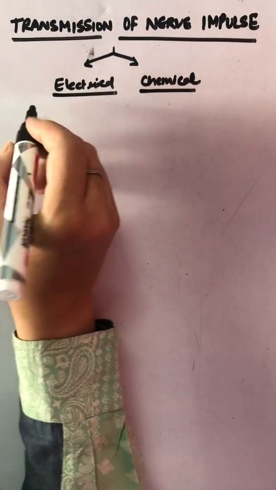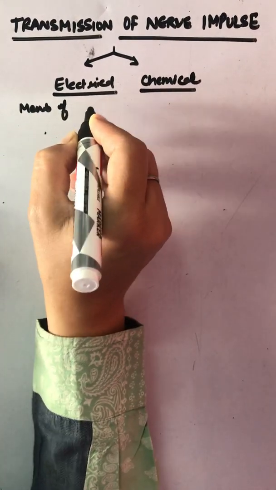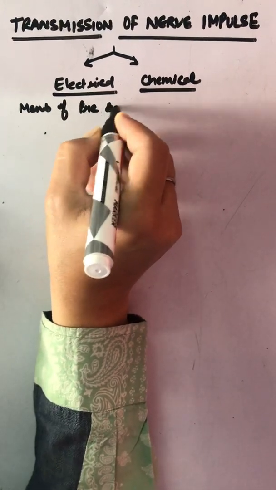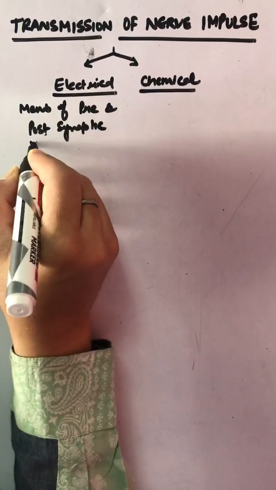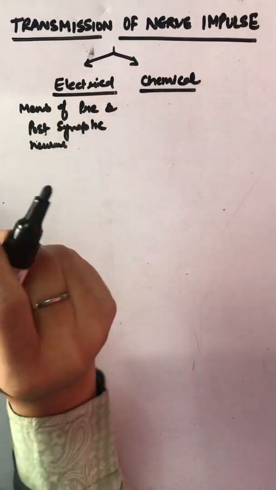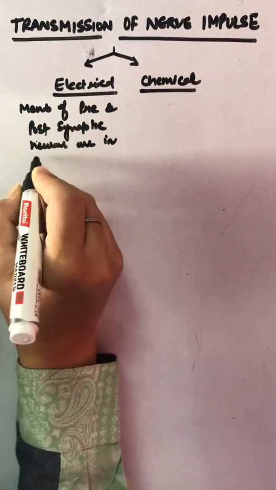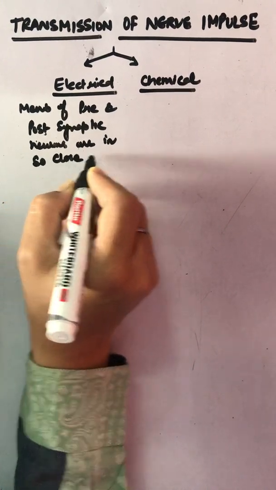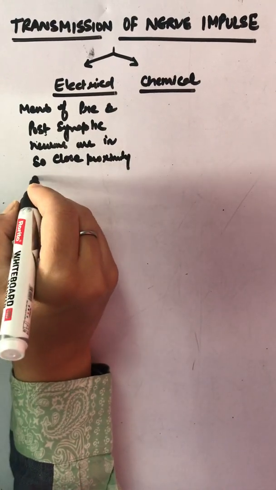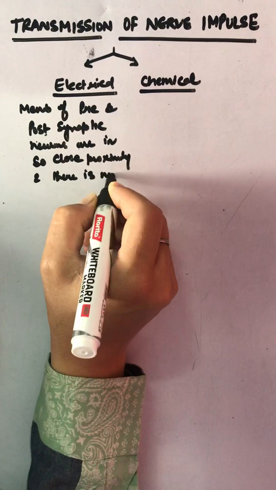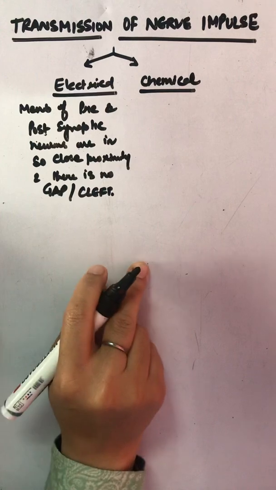Electrical means the membranes of pre and post synaptic neurons are in such close proximity that there is no gap or cleft. Fine.